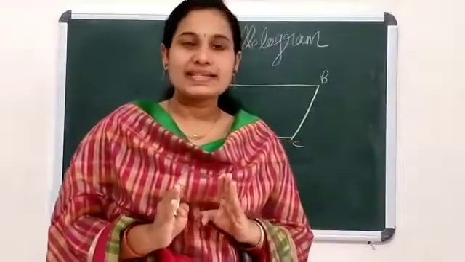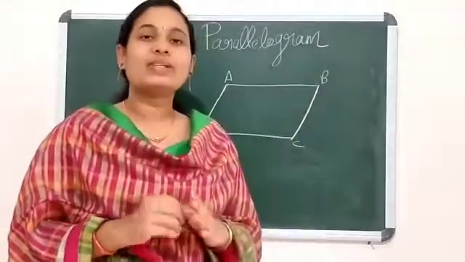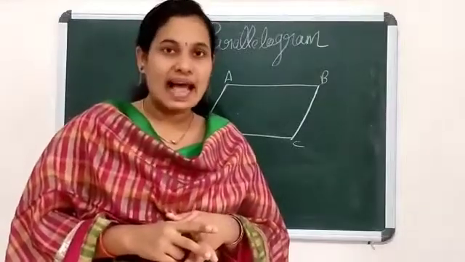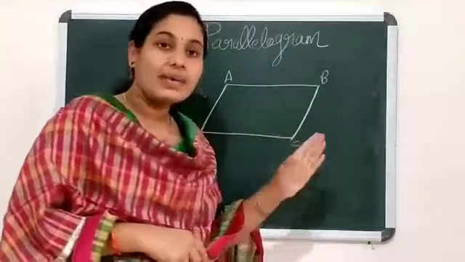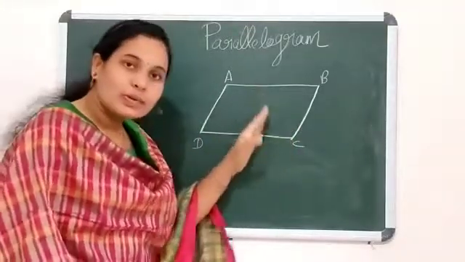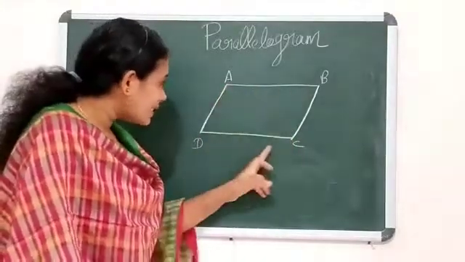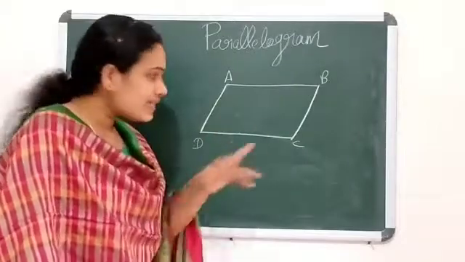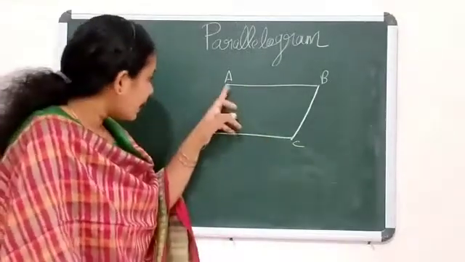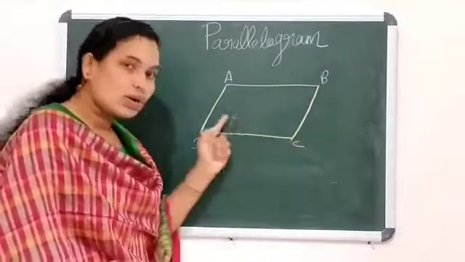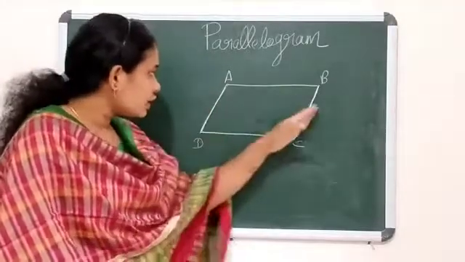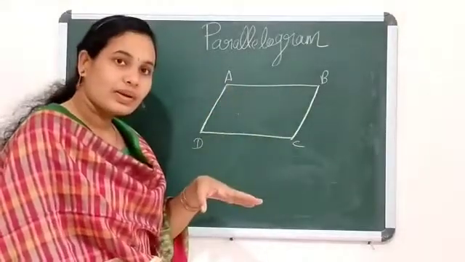Now, we are going to discuss the parallelogram. Did you hear about parallelogram? A parallelogram is a quadrilateral in which opposite sides are parallel. Here you can see a parallelogram. Here AB and CD are opposite sides, and you can see that AB and CD are parallel. Also AD and BC are opposite sides, and you can see from the picture itself that these opposite sides are also parallel.